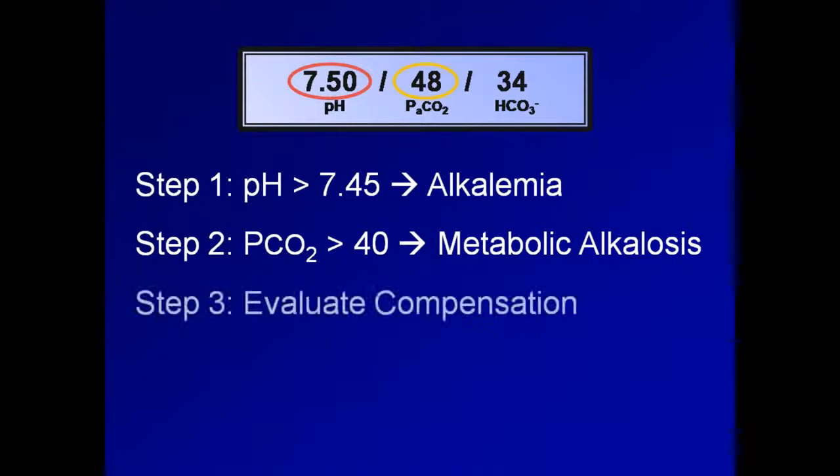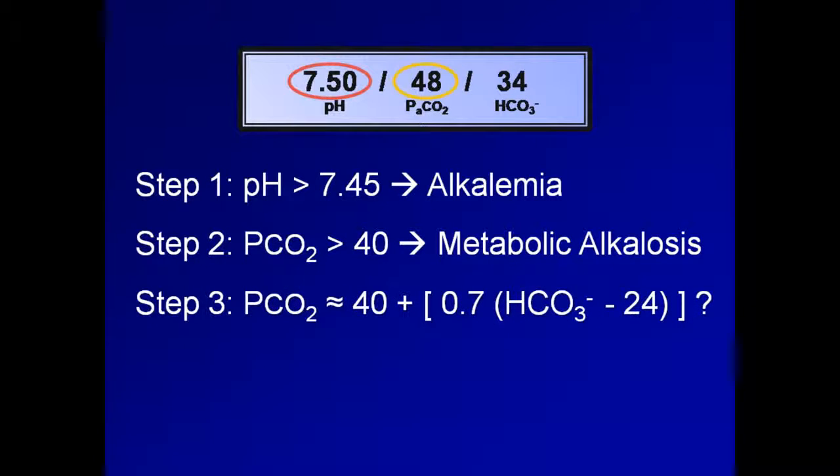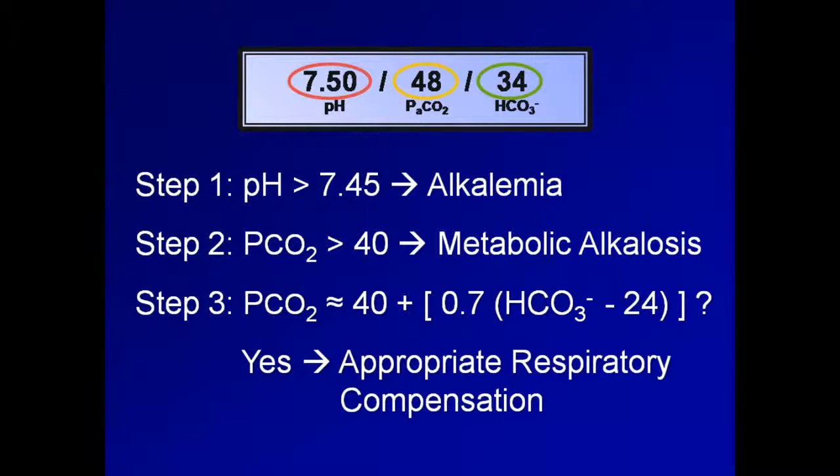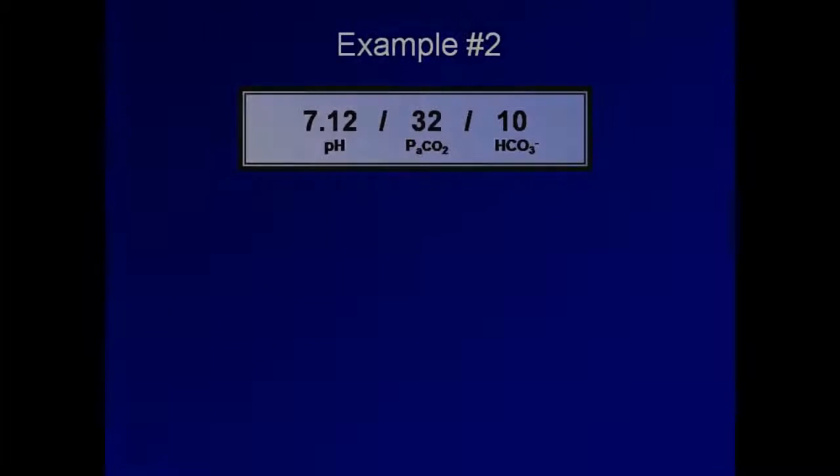Now for step 3. We will take a look at the compensation formula for metabolic alkalosis, which states that the predicted PCO2 should be approximately equal to 40 plus 0.7 times the difference between measured bicarb and 24. Is that true in this case? Yes. Therefore, we'd say that this patient has appropriate respiratory compensation. Using the shortcut method, 50 from the pH is approximately equal to 48 from the PCO2, and we reach the same conclusion.